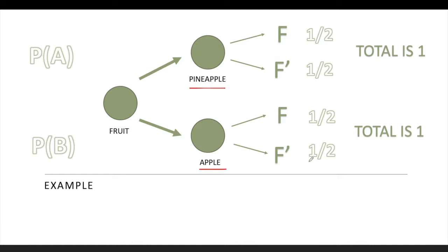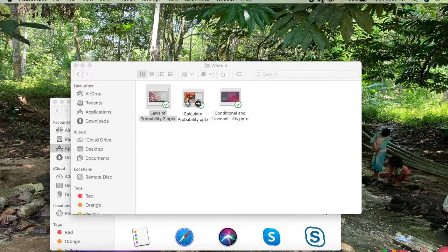The same thing also applies if, let's say, this one is three fourths, then of course this one should be 1/4. So basically, that is what is meant by the third rule. Okay, let's proceed to the next slide, which is on how to calculate the probability.